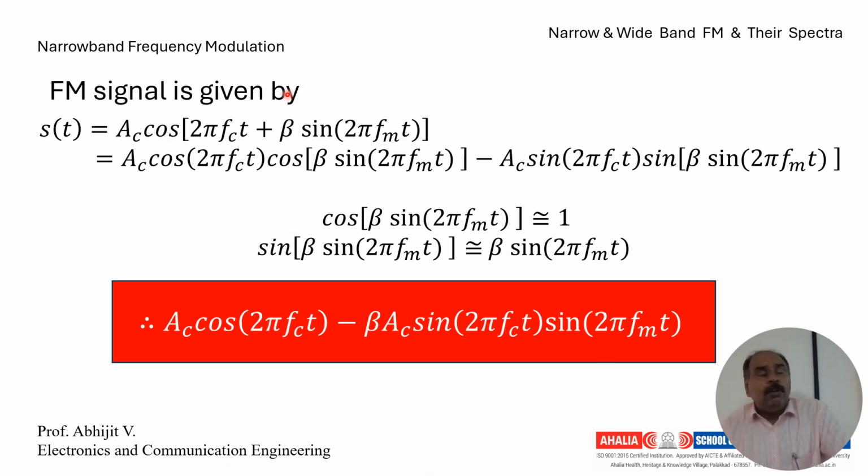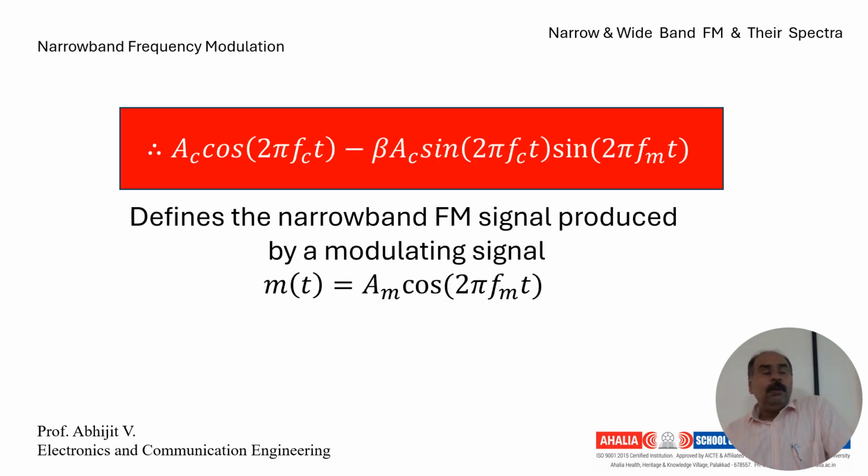So an FM signal for narrowband signals will be Ac cos 2 pi fc t minus beta Ac sine 2 pi fc t sine 2 pi fm t. This particular equation defines the narrowband FM signal produced by a modulating signal m of t equal to Am cos 2 pi fm t.